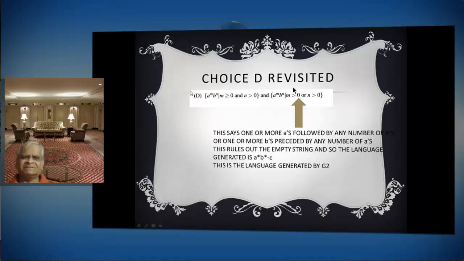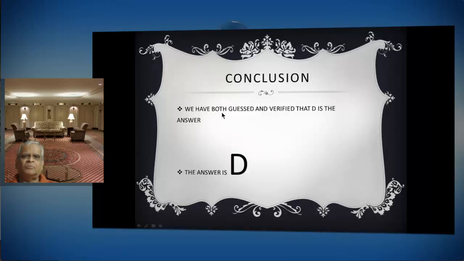Now choice D is revisited. Let's consider choice D. In choice D, we are considering what D2 generates. This says M must be greater than 0, one or more A's, followed any number of B's, or any number of A's followed one or more B's. There's going to be A star, B star minus epsilon. Epsilon is not allowed. Any number of A's followed by any number of B's without both being 0. So it's a language generated by D2. So D is going to be the correct choice. So we have both guessed and verified that D is the answer. The answer, therefore, is choice D.